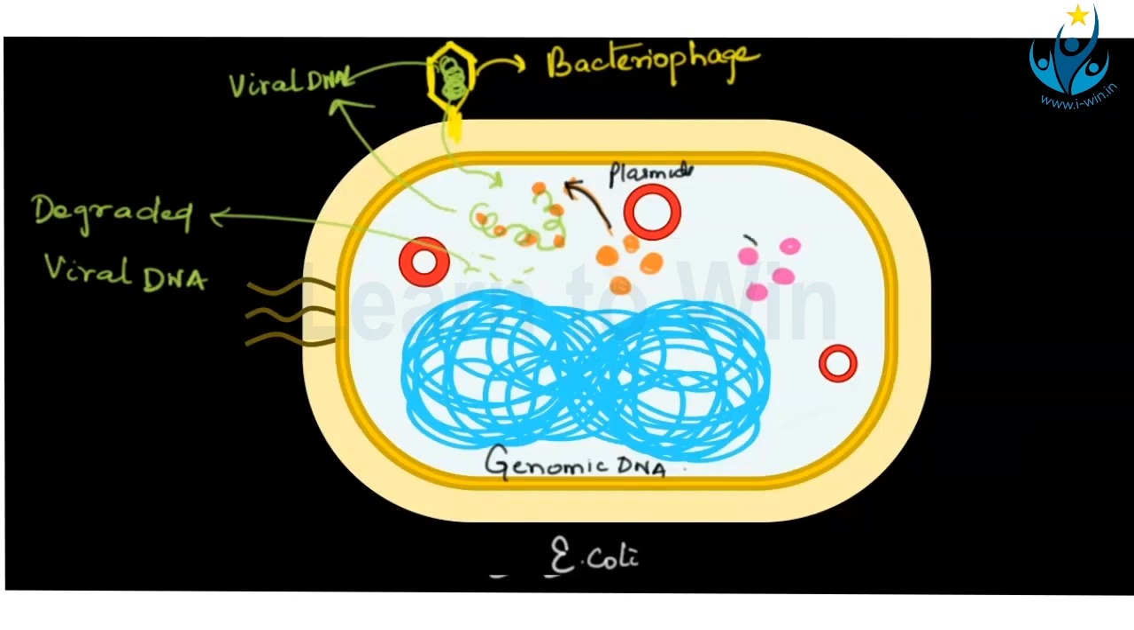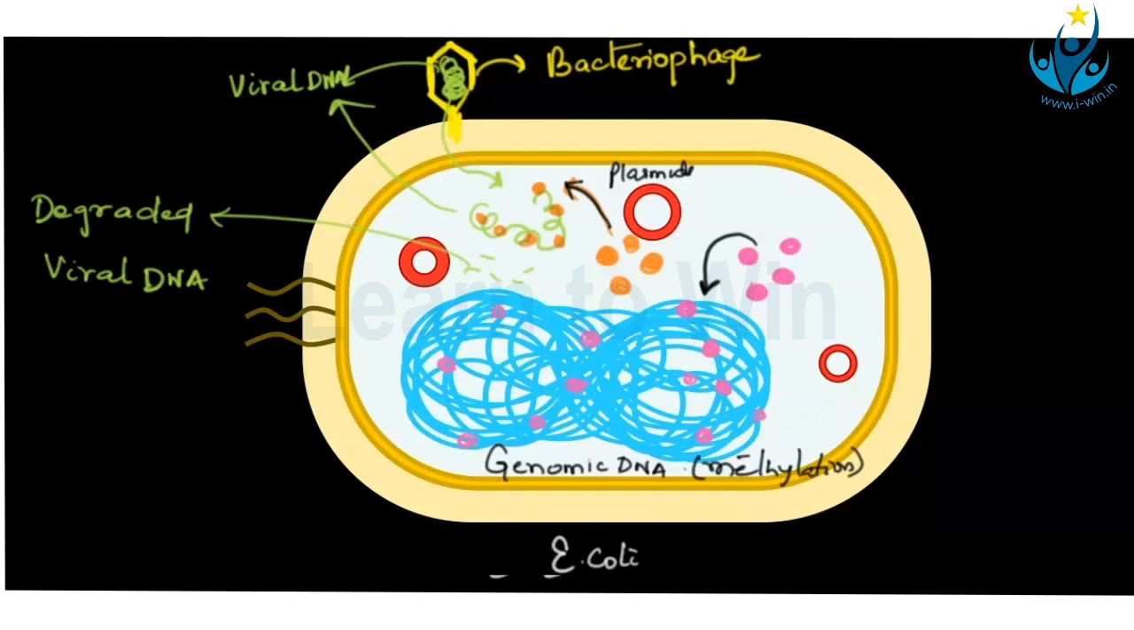Now these other molecules will come onto the genomic DNA of the bacteria and cover it like this. It will cover it at different positions, not completely, but at different positions. Now this process is called methylation.